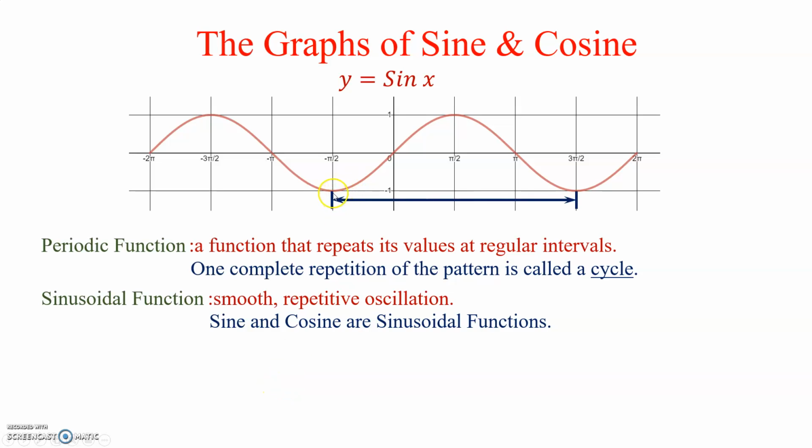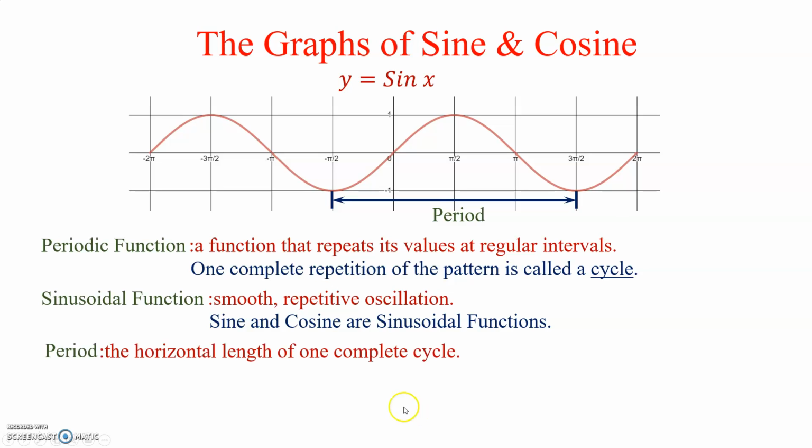We notice then, if we look at the distance between the 2 points in any particular cycle, that's called a period. The period is literally the horizontal length of one complete cycle. The period in this particular graph, the graph of our parent function y equals sine x, is 2 pi. Similarly with cosine, the period for the graph of y equals cosine x is also 2 pi, meaning it takes a horizontal distance of 2 pi.